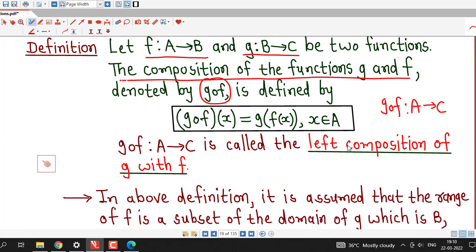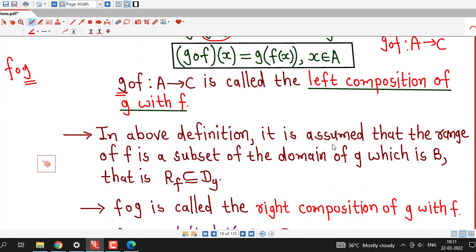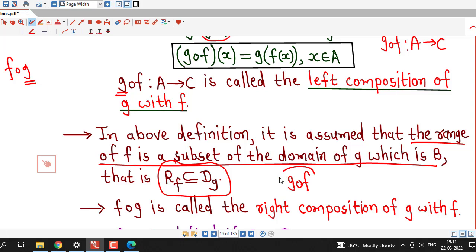So this g of f is also known as left composition of g with f. Here we are considering g to the left side of f, so it is known as left composition of g with f. And if we consider f of g, then it is called right composition of g with f. In the above definition, it is assumed that the range of f is a subset of the domain of g, which is B. We already discussed this condition. If range of f is a subset of domain of g, then only g of f is defined.